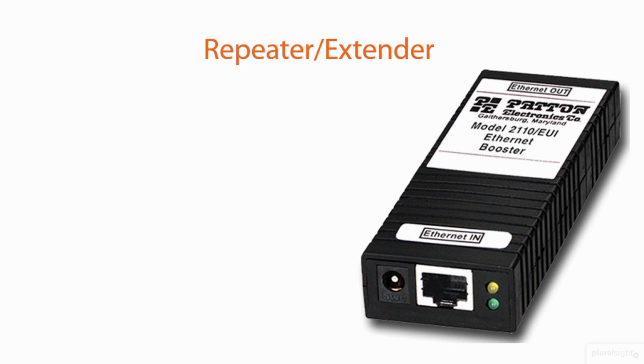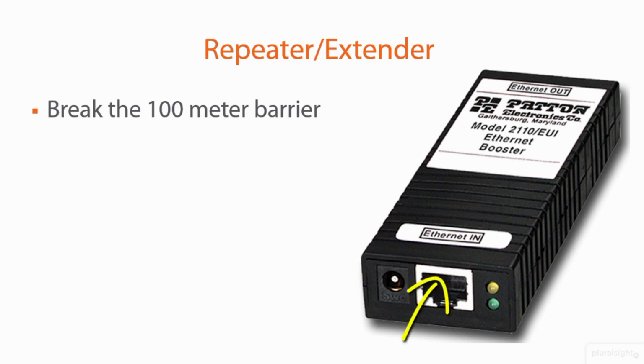A repeater or extender is a way to break the 100-meter barrier. Remember that Ethernet cable begins to attenuate or suffer serious signal loss once you get past that 328 feet or 100-meter barrier. If you absolutely need to run cable longer, you can regenerate the signal by plugging in a device like this. You'd plug in the one segment into the in port, and then you'd have another cable segment coming out, and it's cool because you get another 100 meters.